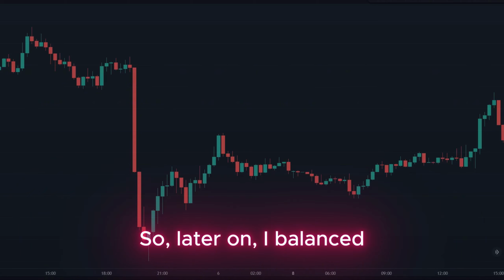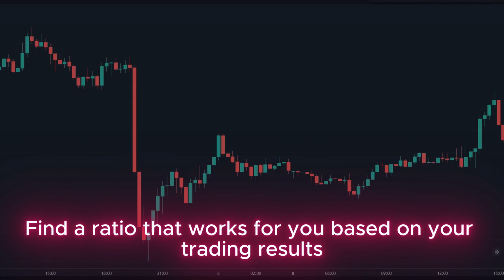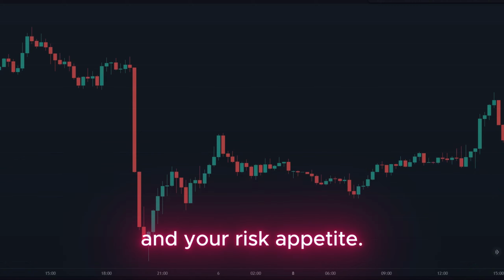So, later on, I balanced between entering safe trades and entering risky trades. It's not about 100% safe trades or 100% risky trades. So, advising others to only enter safe trades, I think that's not the best approach either. Find a balance that suits you, like 70% safe trades and 30% risky trades, for example. Find a ratio that works for you based on your trading results and your risk appetite.